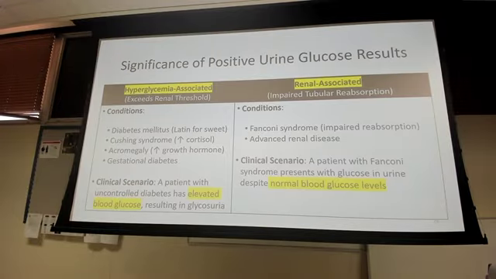Okay, hold on. Before we move on to the next slide, I want to make sure that you all are getting this. So hyperglycemic associated is associated with what? That first one? Diabetes. And then this next one, renal associated, what was that first condition there? Fanconi.